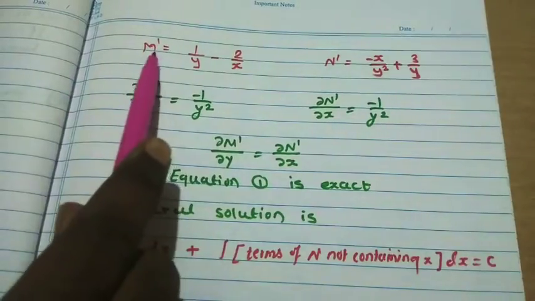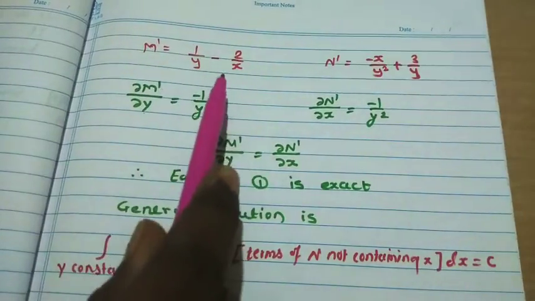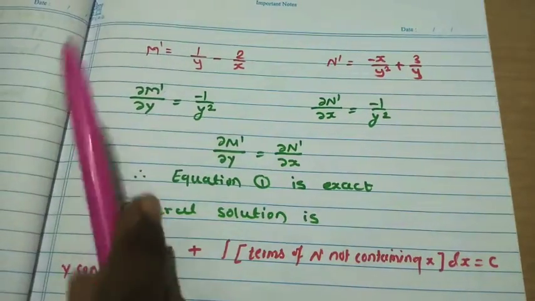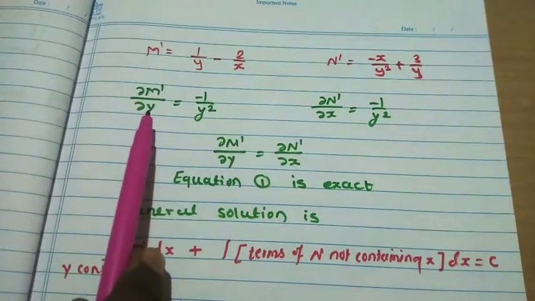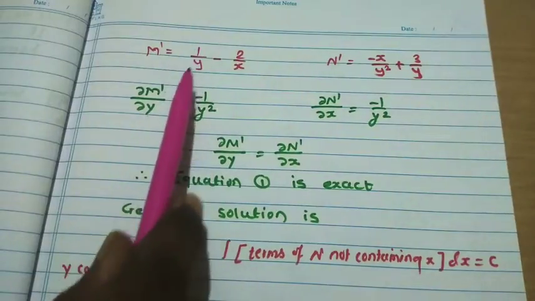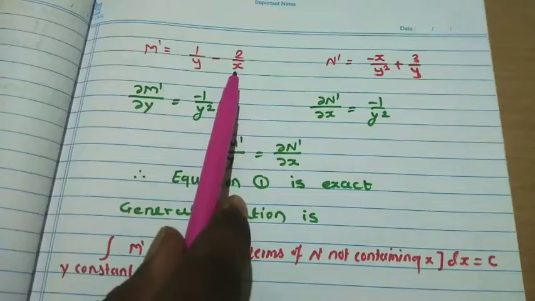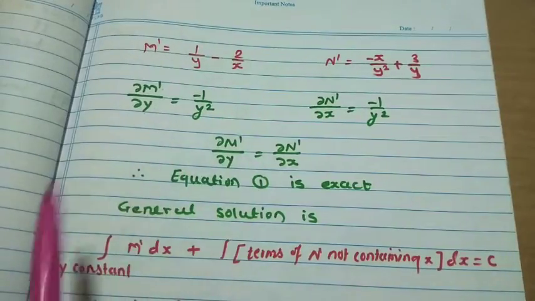So we got M dash = 1/y − 2/x, and N dash = −x/y² + 3/y. Now differentiate this M dash with respect to y. The derivative of 1/y is −1/y². 2 is a constant, x is a constant, and the derivative of a constant term is 0.